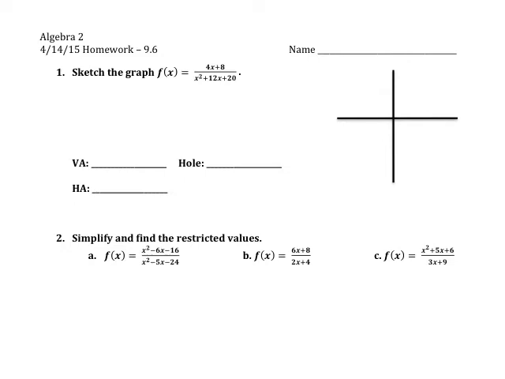Okay, so we need to sketch a graph of that function. I'm going to begin by factoring it so that I can observe what's going on with it. The bottom of that factors to be, looking for two numbers that multiply to be 20, that add to be 12, and those numbers are 10 and 2.